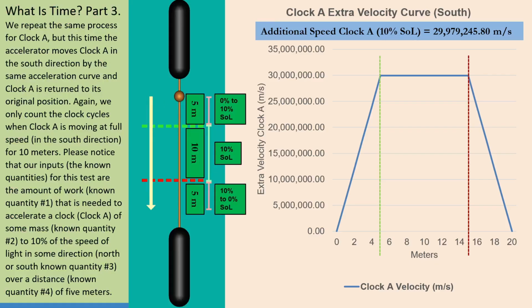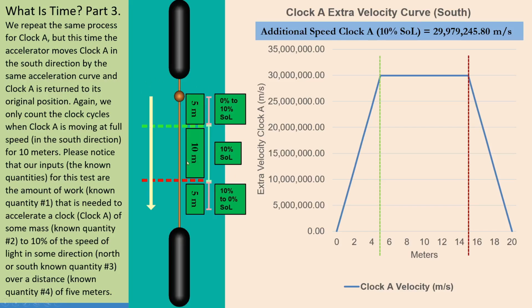We repeat the same process for clock A, but this time the accelerator moves clock A in the south direction by the same acceleration curve, and clock A is returned to its original position. Again, we only count the clock cycles when clock A is moving at full speed in the south direction this time for 10 meters. Please notice that our inputs, the known quantities for this test, are the amount of work, known quantity number 1, that is needed to accelerate a clock, clock A, of some mass, known quantity number 2, to 10% of the speed of light in some direction, north or south, known quantity number 3, over a distance, known quantity number 4, which is 5 meters.